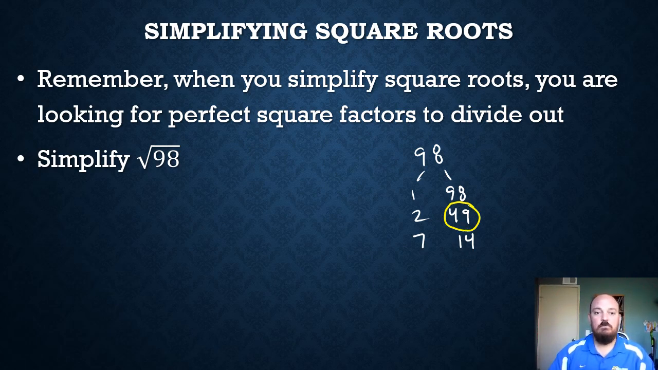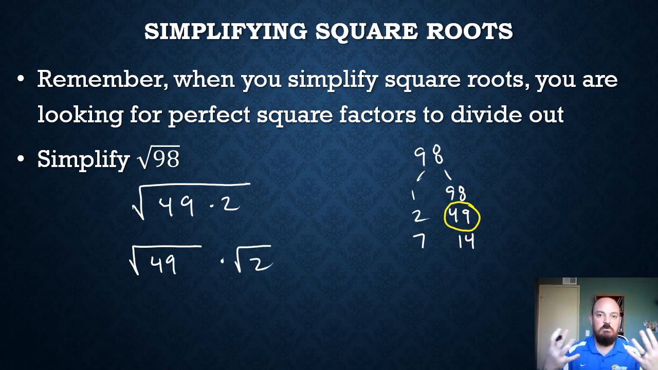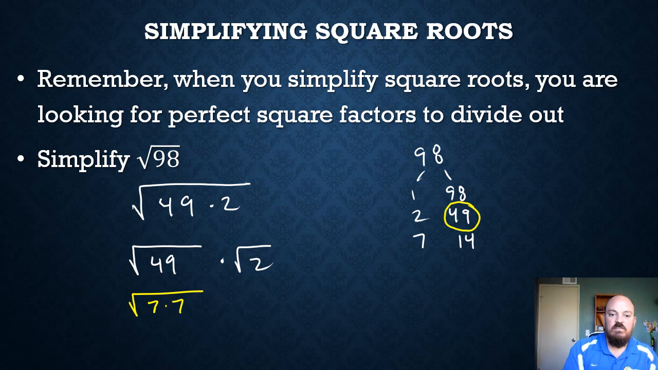49 is 7 squared. So what I would do if I was simplifying this is I would break it up into 49 times 2, and then I would separate them. The square root of 49 times the square root of 2. Now the answer would be 7 square root of 2, because the square root of 49 is 7. But I'm going to add a step in here, because I think it's going to help you see what we do with variables. The reason that the square root of 49 is 7 is because 49 is 7 times 7.